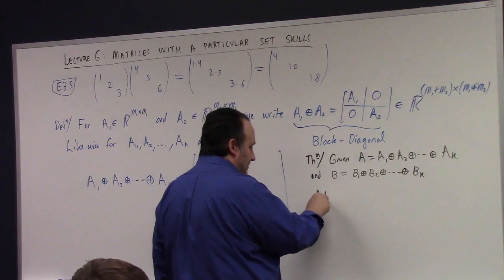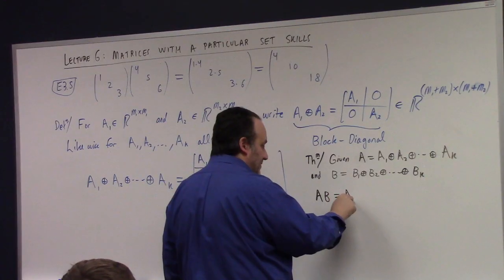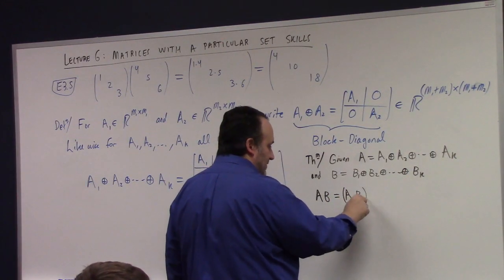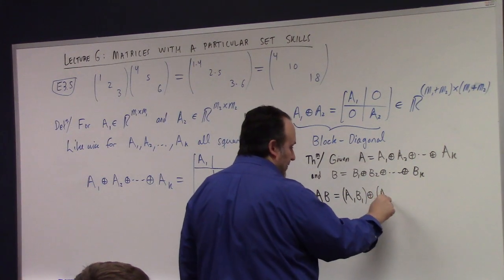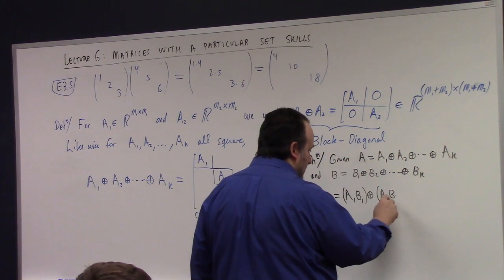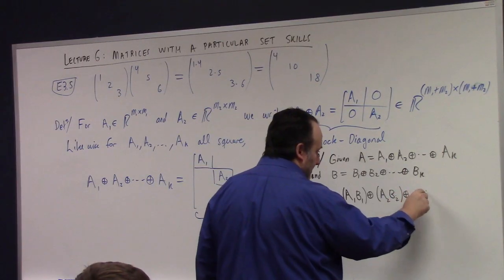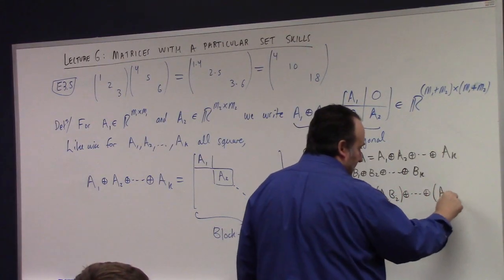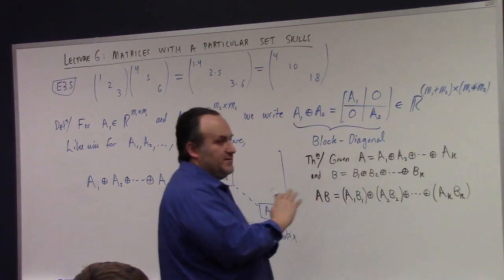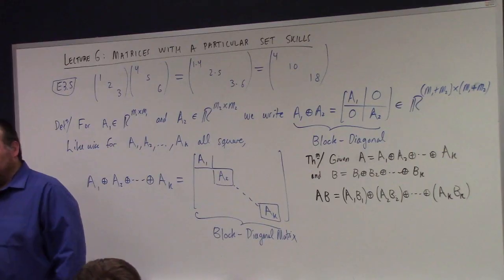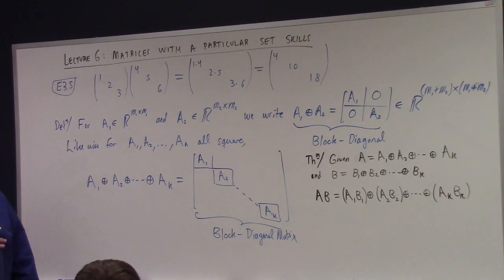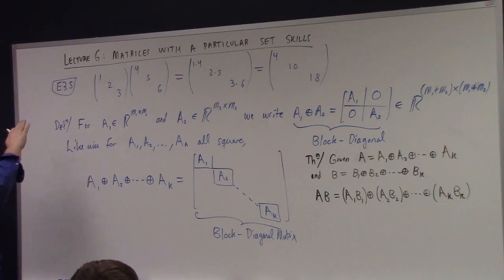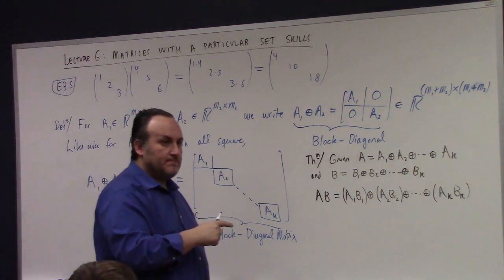A times B is simply equal to A1 B1, direct sum, A2 B2, direct sum, all the way to AK BK. In other words, the product of two block diagonal matrices is simply a block diagonal matrix where each block is formed by a product of the blocks of that position. It's just like how we multiply diagonal matrices. Just multiply the diagonals. Just multiply the blocks. But these are matrix multiplications, right?